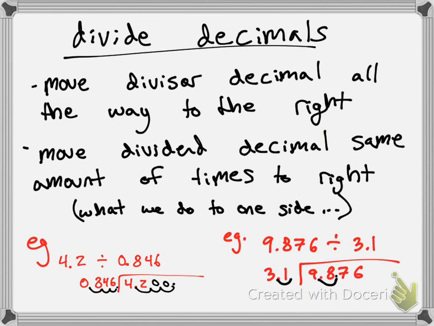To divide the decimals, you move the divisor all the way to the right. You move the dividend decimal the same amount of times, because what we do to one side, we do to the other. It's one of these cases. So for example, these would be the different ways that we would do it. Now, we do not always move your dividend's decimal all the way to the end. Your dividend might not have a decimal. If it doesn't have a decimal, it's that magic one at the very end.